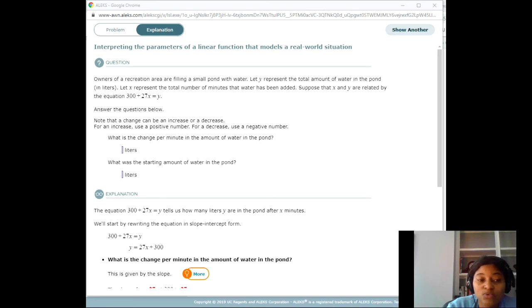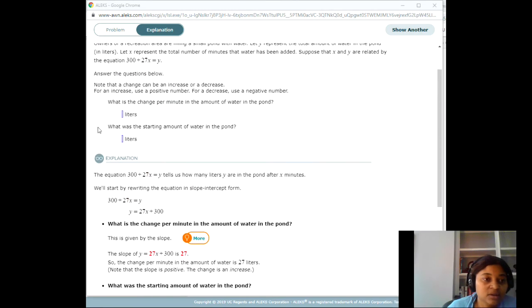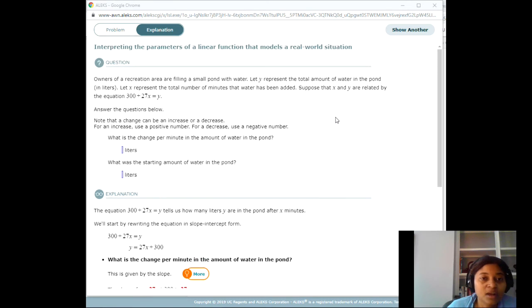Okay, so now here are the questions that we have to answer. What is the change per minute in the water of the pond? Okay, it was given to us. It said that we needed to let X represent the total number of minutes the water was added. So we can interpret that into saying it's 2. So it would be 2 liters per minute. So we will put that there.